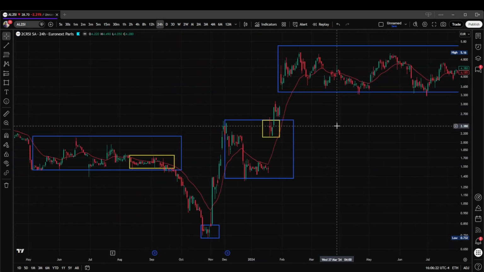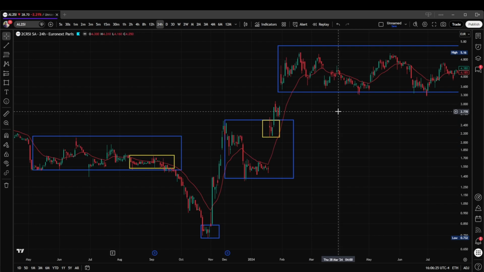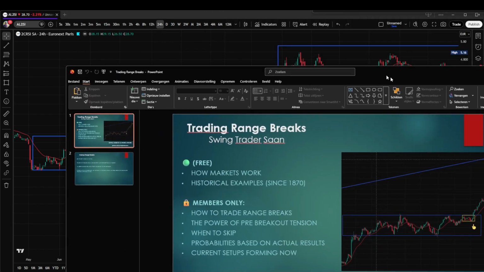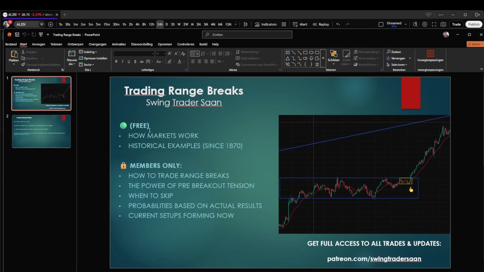Already almost 9.5 minutes. So how markets work, historical examples. I just showed you one stock. Now I'm going to continue for members only, for I don't know how long. Maybe, we'll see later how long it takes. I have a lot of charts to cover, so it's probably going to be a long video.